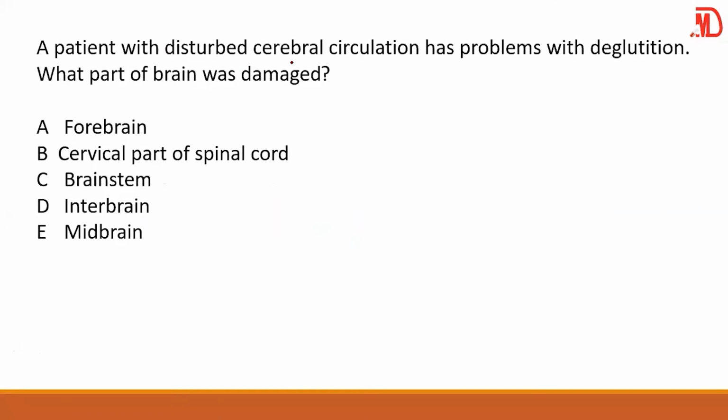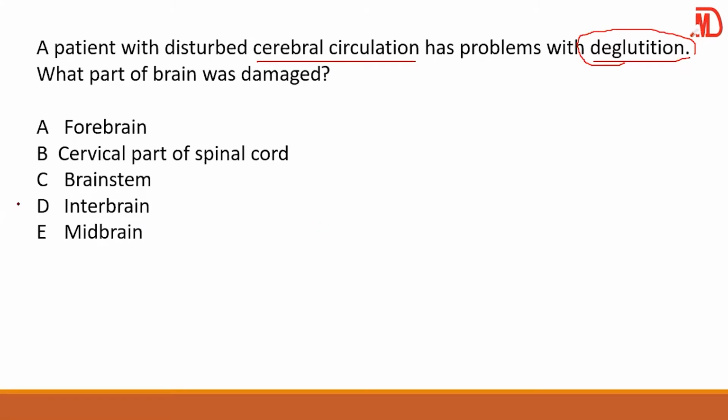The patient with disturbed cerebral circulation has problems with deglutination. That has to do with what? Swallowing, right? So in our previous presentation, we said deglutination, heart rate, respiration, they are all found where? In the brain stem. To be specific, in the medulla oblongata.